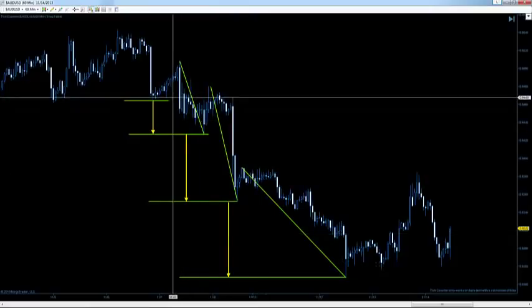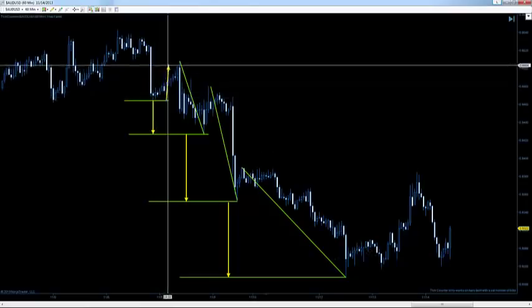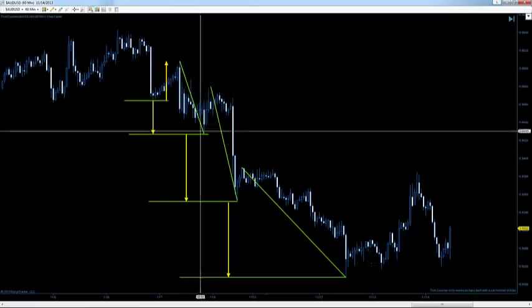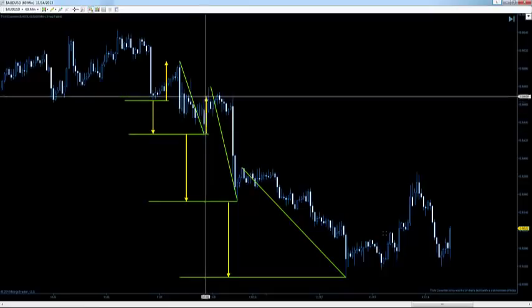So here we have what's called depth. Depth is from the swing low to the corrective swing high.